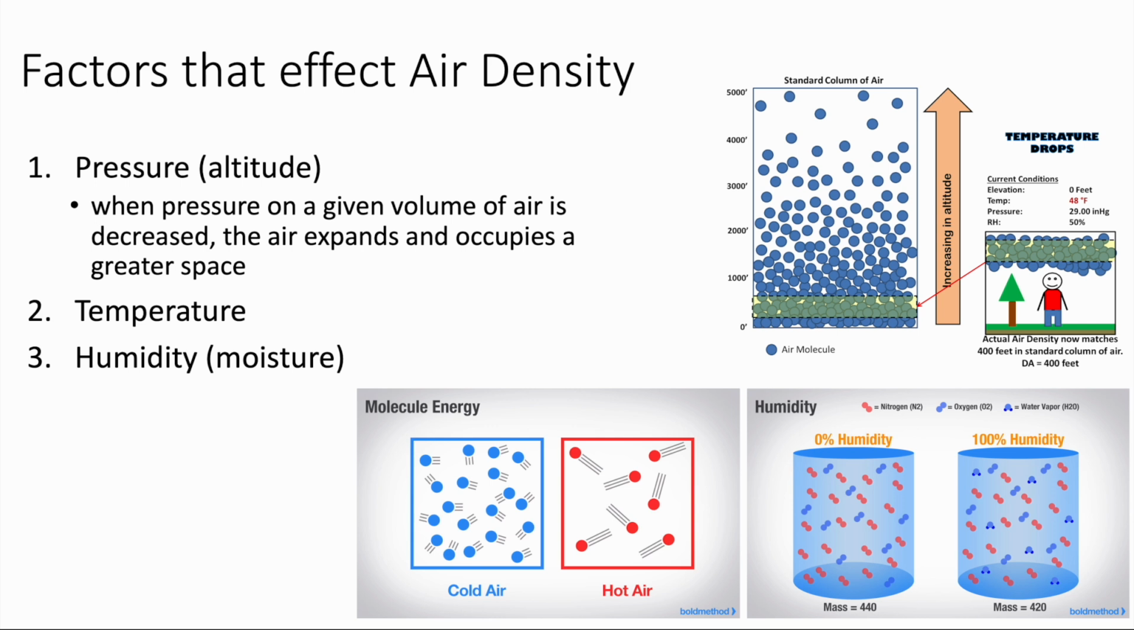So some things that affect air density, there's 3 principles. The first one is pressure, which can be understood as altitude. So as you go up in altitude, pressure decreases. Another way to think about it is as you go up in altitude, the pressure decreases, which means the air density decreases.